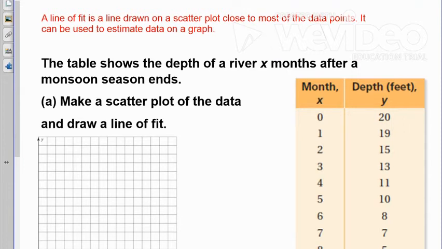Okay, so as we've been talking about, a line of fit is used on a scatter plot to plot close to most of the data points. Again, the keyword is most here. It's not exact, not all, it's not everything, it's just most. It's used to help estimate data that goes on a graph. If you need to go back and pause that to write that down in your notes, please do so. Otherwise, we're going to get going here on the example.